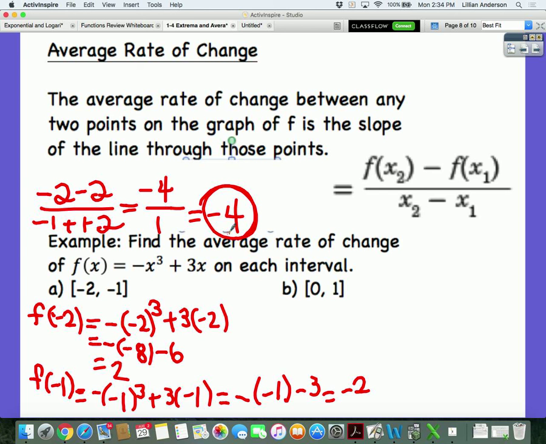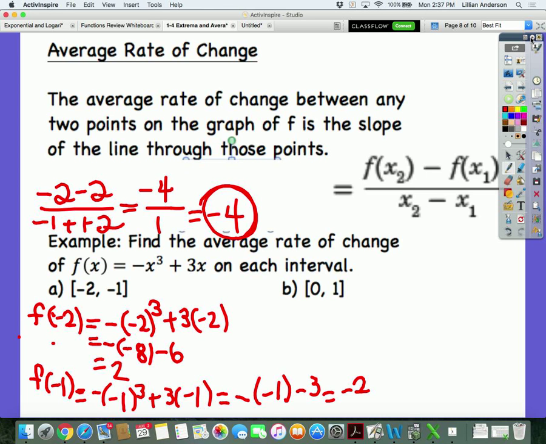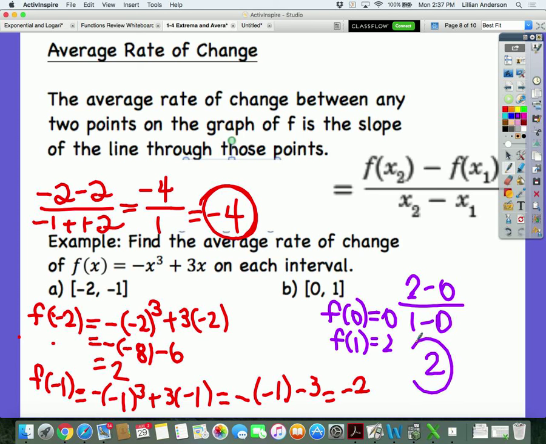Okay? Do from 0 to 1. Do that interval. Find the average rate of change of that interval. So when you did this, what was f of 0? It was 0. What was f of 1? 2. So when you go to plug it in, it should have been 2 minus 0 over what? 1 minus 0. What's your answer? 2. So the average rate of change from 0 to 1 is 2, meaning that from 0 to 1 it should be increasing. Yes?